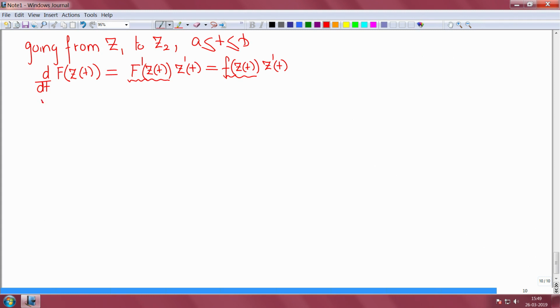Now let us look at the integration over a simple contour between 2 points, f of z dz. In terms of t, because t extends from a to b, this looks like the integral of f of z of t, z dash of t dt. But this part is the same as that part.